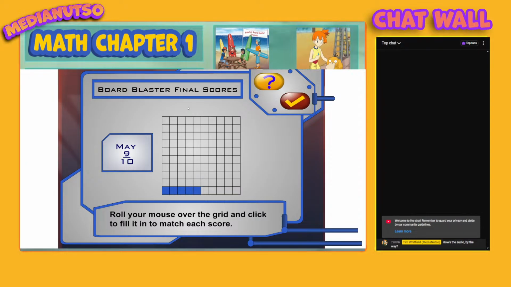Move your cursor over the grid to fill in the squares that you need to build your chart. Start at the bottom. Click on any squares you want to remove. When you're finished, click Check.